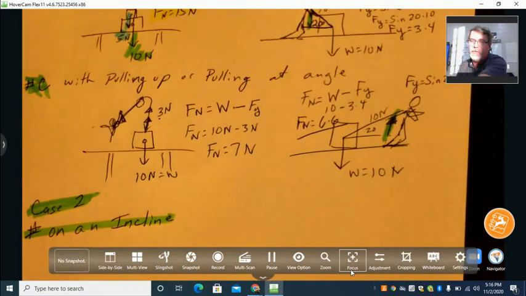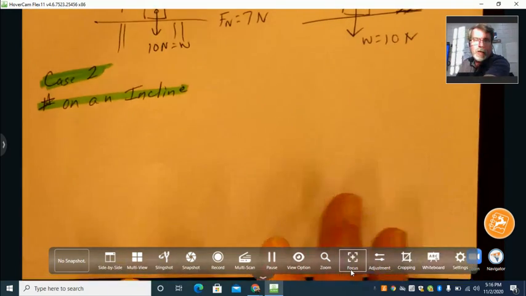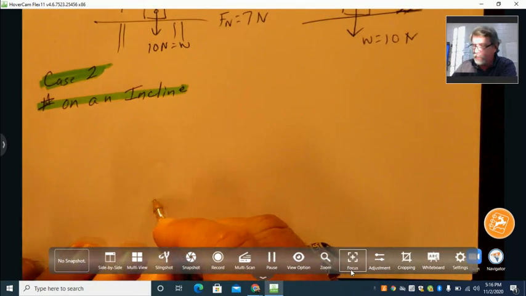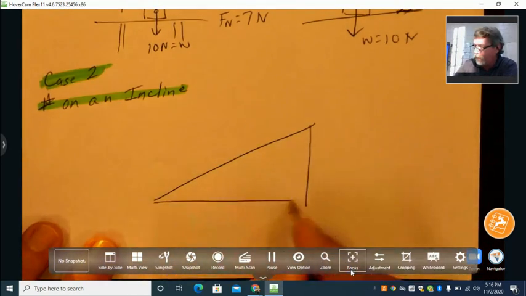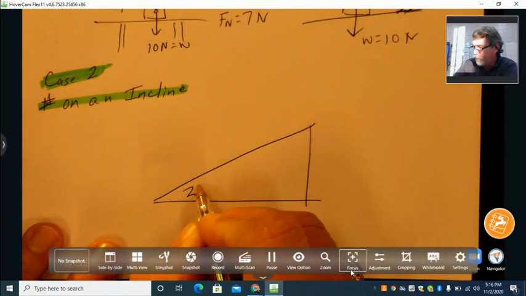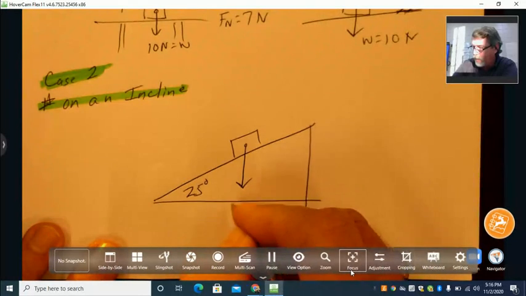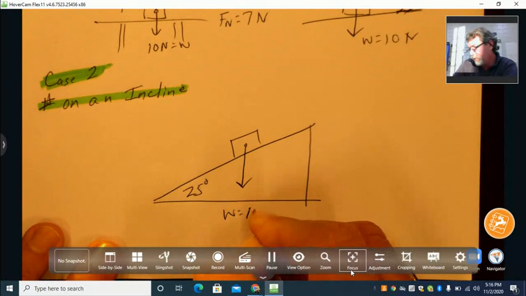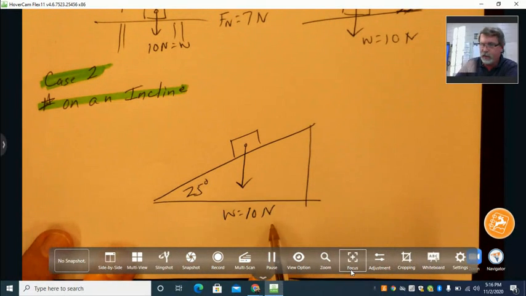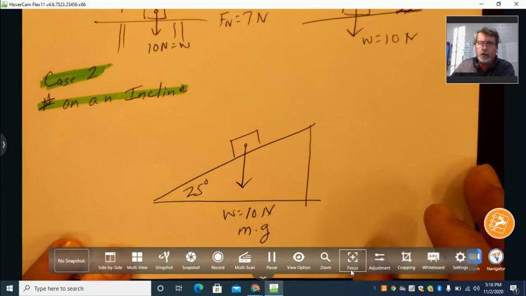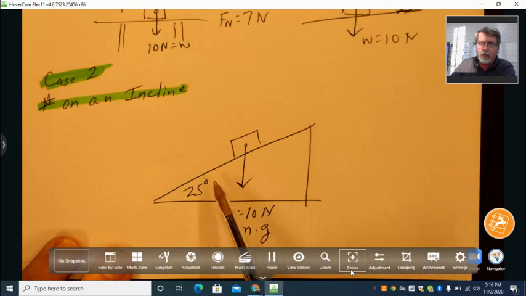Now we're on to case 2. In case 2, we're looking at an object on an incline. So here we have our incline, and we'll just make this a 25 degrees. So if we have our object, and let's say it has a weight, still using that weight of 10 newtons. Now remember, to get that weight, we did mass times gravity. But this is already in newtons, so we don't have to do anything there to get it. All right, so 25 newtons.